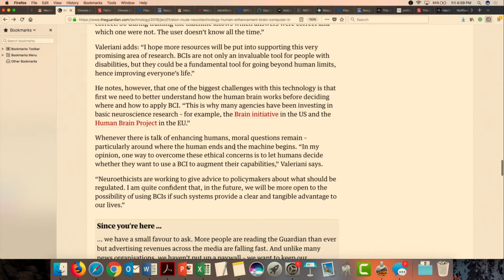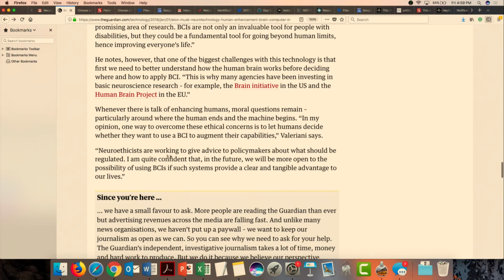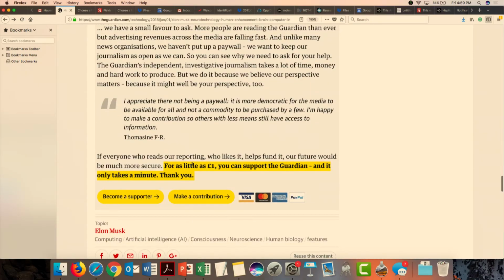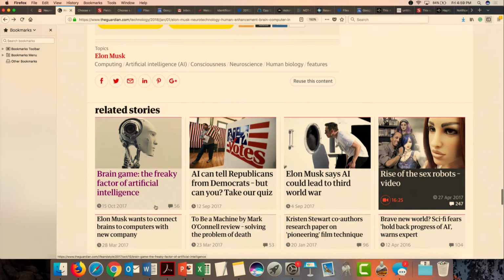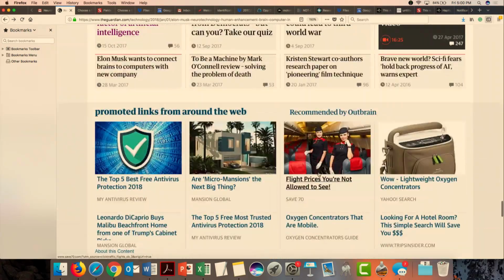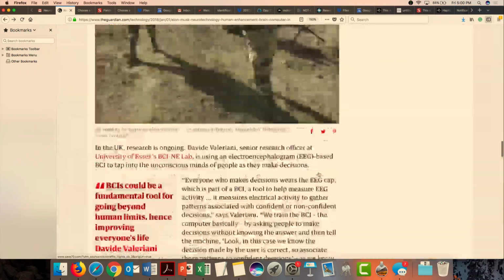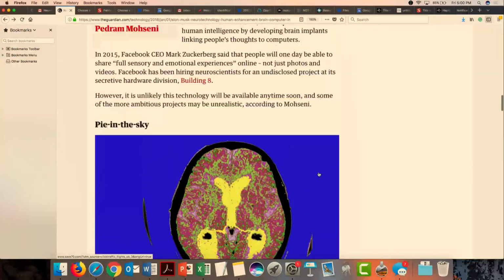Whenever there is a talk of enhancing humans, moral questions remain. That's something we have not covered here: ethics, morality. So neuroethicists are working to give advice to policymakers on what should be regulated or not. So you see, brain game, the freaky factor of AI. Elon Musk says AI could lead to Third World War. It goes on and on. I think it's all interesting, but let's stay in the context of the course.